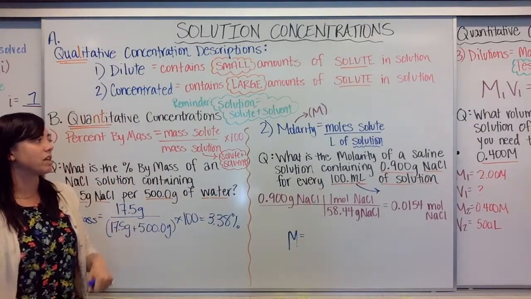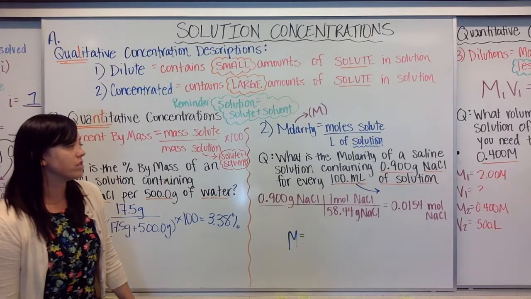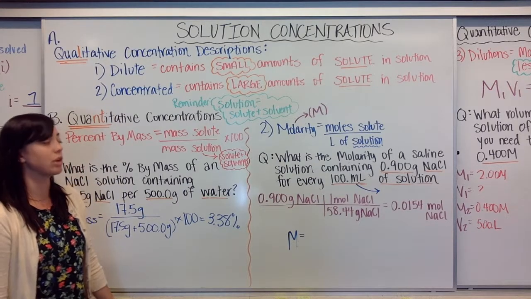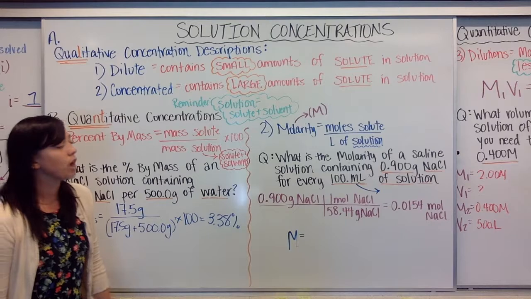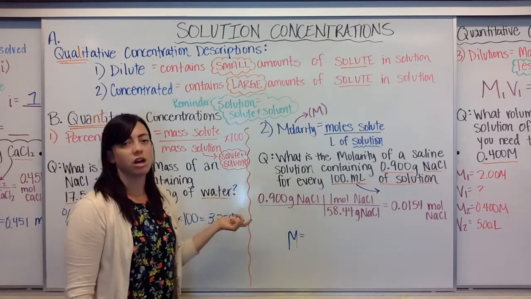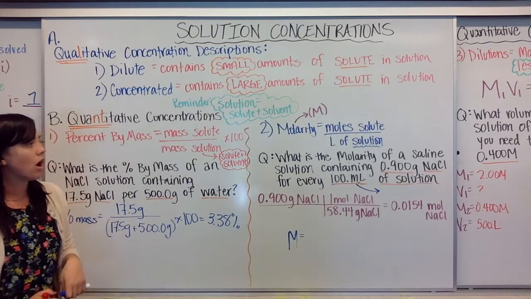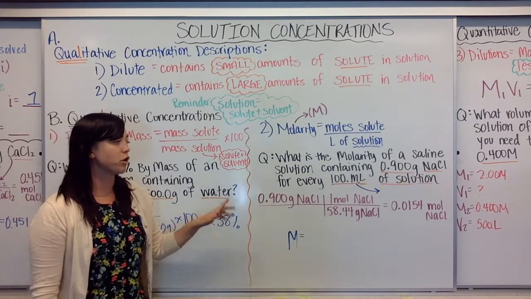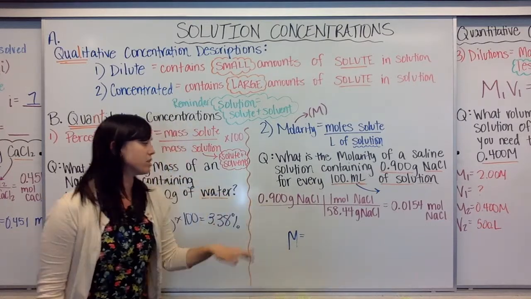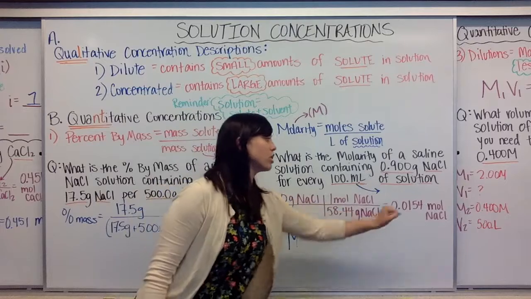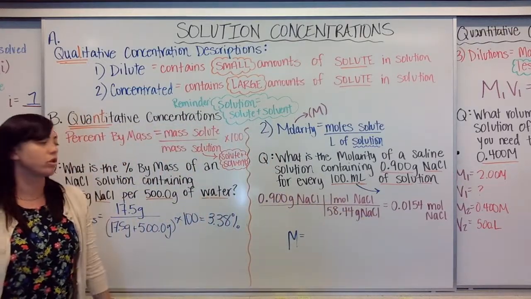But this question is asking, what is the molarity of a saline solution containing 0.900 grams of sodium chloride for every 100 milliliters of solution? A saline solution just means salt water. So first we're going to convert our sodium chloride from grams to moles using our molar mass. So 0.9 grams of sodium chloride is actually equal to 0.0154 moles of sodium chloride.